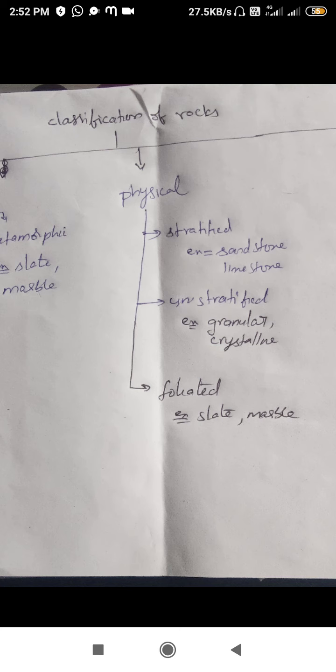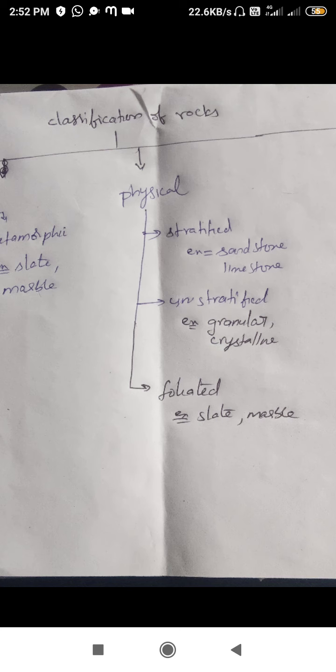Same, coming to the unstratified rocks. It is the way opposite to the stratified rocks. Stratified rocks are layered structurally. Here the rocks are not laid structurally. It is not in a sequence manner, it is a zigzag manner. Here it cannot be split easily, so it is opposite to the stratified rocks. The best examples for the unstratified rocks are granular as well as crystalline.